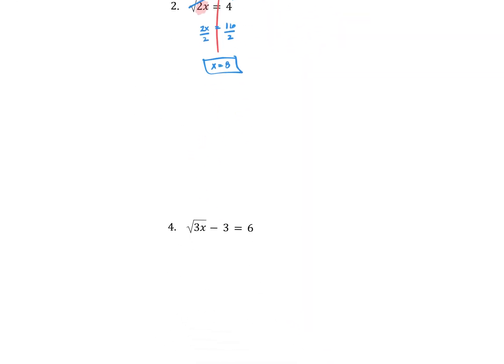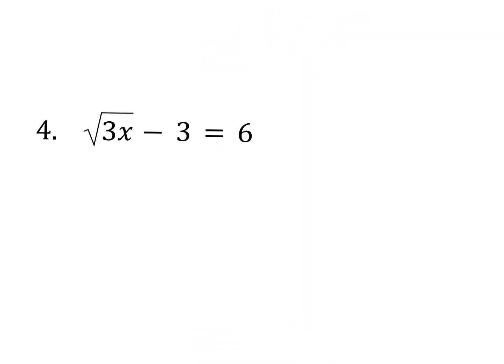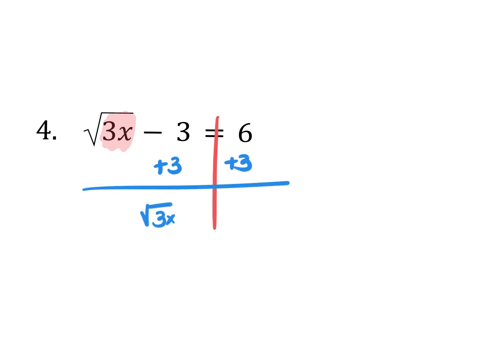Let's look at number 3. Okay, when we look at number 3, I want just what's under my radical. If I want to isolate that, that's just that piece right there. So I need to get rid of what's on the outside of that, which is a minus 3. So I'm going to get rid of minus 3. I'm going to add 3. So I still have the square root of 3x under the radical equals 6 plus 3 is 9.